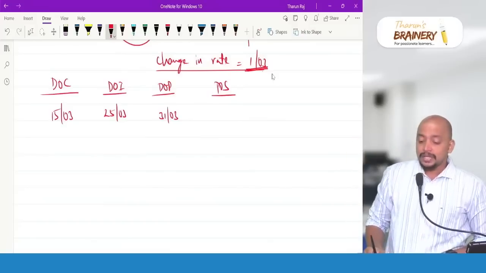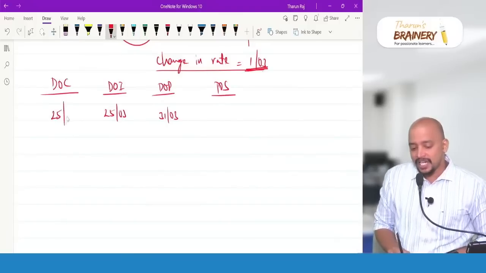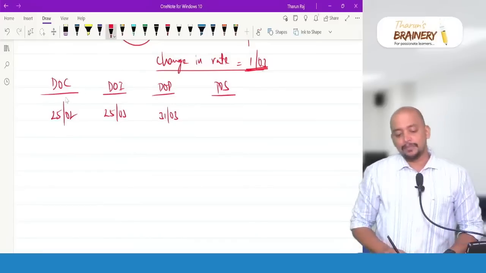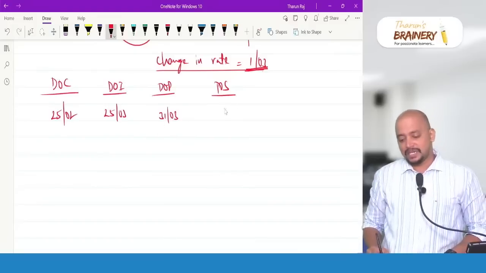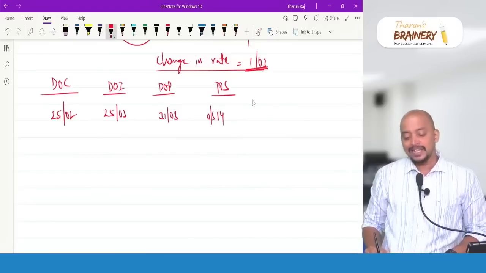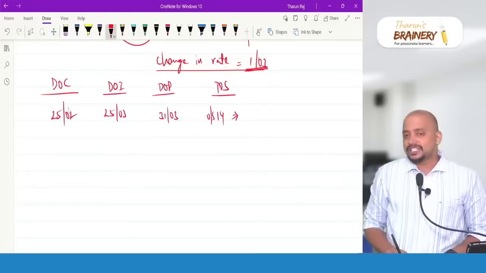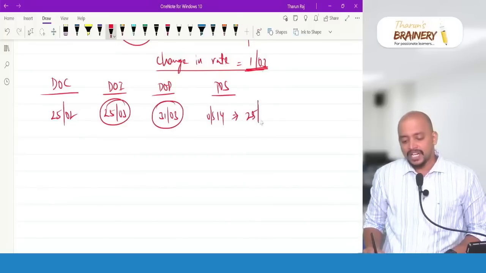Now suppose there is a completion which is before the change in rate, that is 25th of February there is completion and the change in rate is from 1st March. Now, will time of supply be determined under section 14, yes or no? Yes. And what will be taken as the time of supply? Is completion before the change in rate or after the change in rate? Before the change in rate. So therefore invoice date or payment date, whichever is earlier, will be taken.